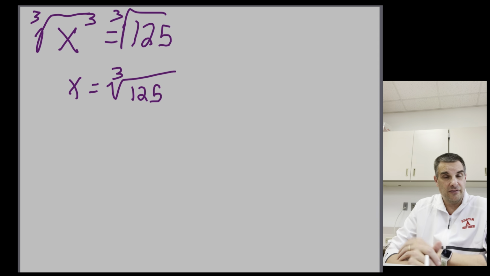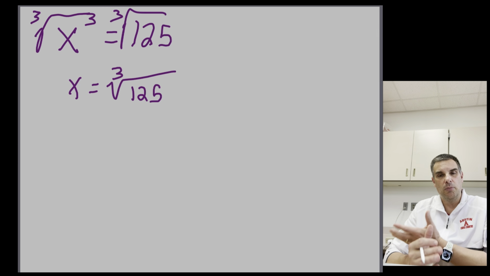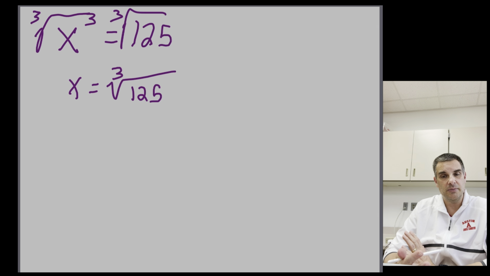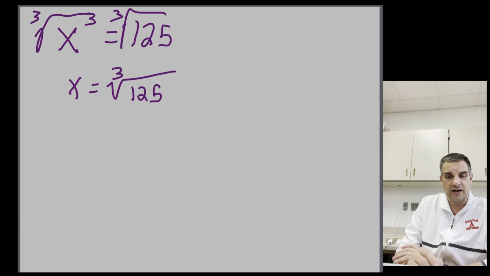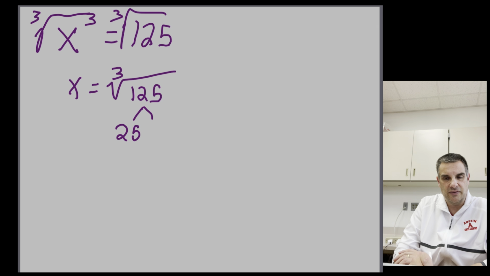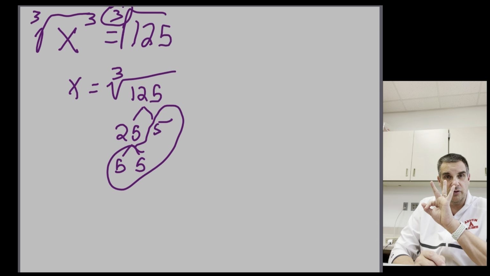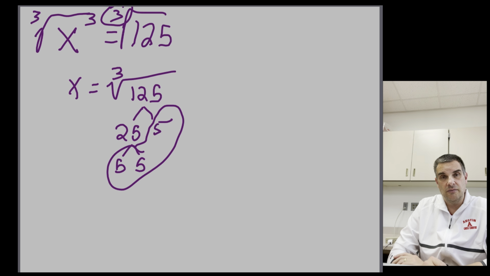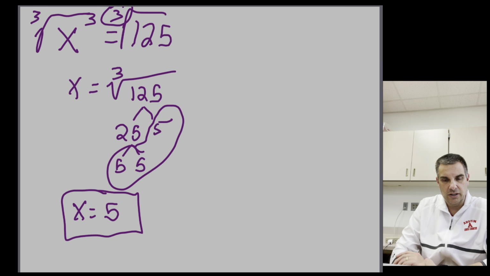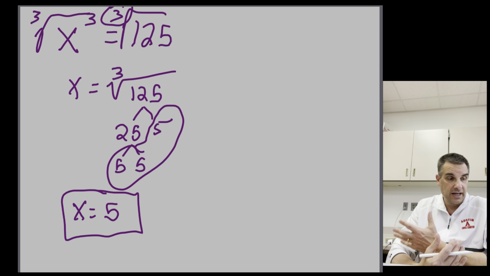Okay, and then we can find out what number multiplied by itself 3 times is going to give us 125. One of the ways we did this prior was we said that 125 was 25 times 5, and 25 was 5 times 5. Since we're doing the cubed roots, we're looking for 3 terms as our group. So the cubed root of 125 is just going to be 5. And that's the cubed root.